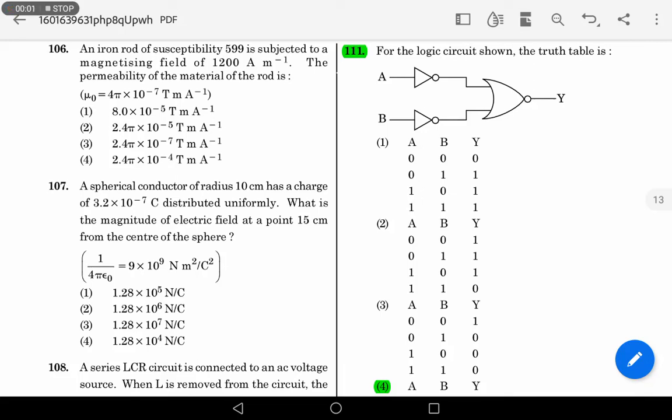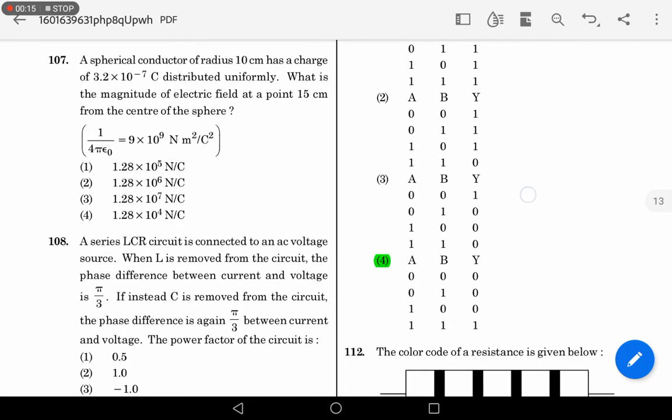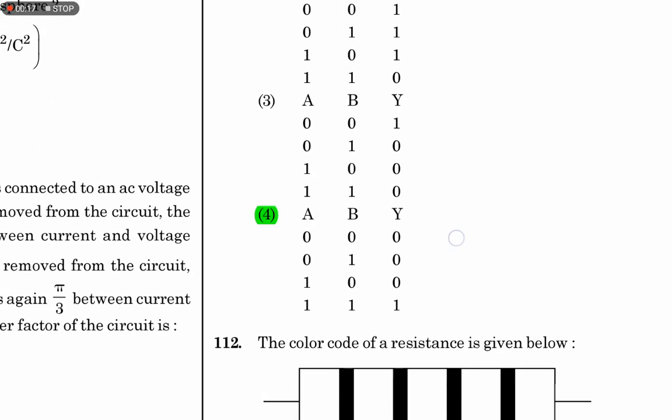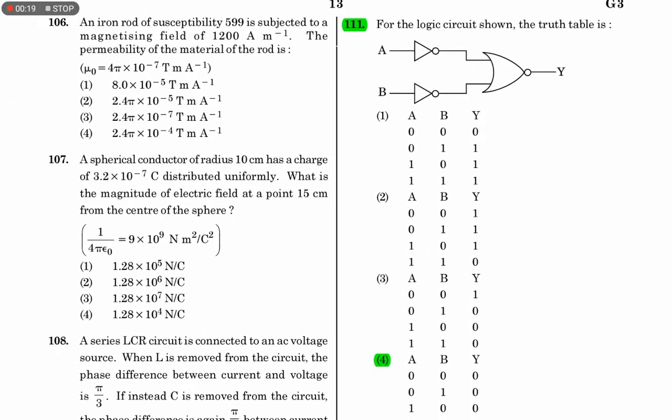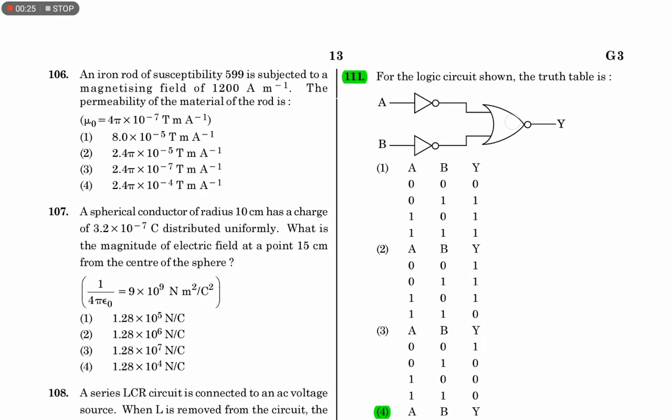Hello friends, this is the second part of the video in which we are discussing NEET questions that are asked from NCERT Physics Class 12 textbook part 2. For the logic circuit shown, the truth table is A, B, Y. There are four options given. You have to select the one option that satisfies the given logic circuit.